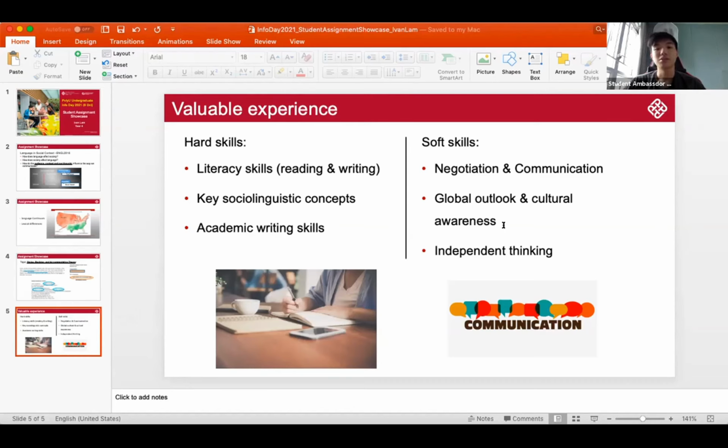Another soft skill is that you could be equipped with a global outlook and cultural awareness, because in this course you are not only looking at your own country's phenomena or language issues, but also at other countries and the entire world. So you will explore more about other countries and their cultural practices. And the last thing is independent thinking, because when you're writing an essay, you need to read through many literatures and choose which one is most useful for your assignment. This can also practice your independent thinking and help you cultivate your critical mind.